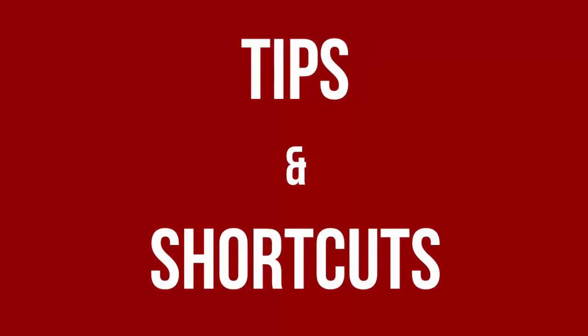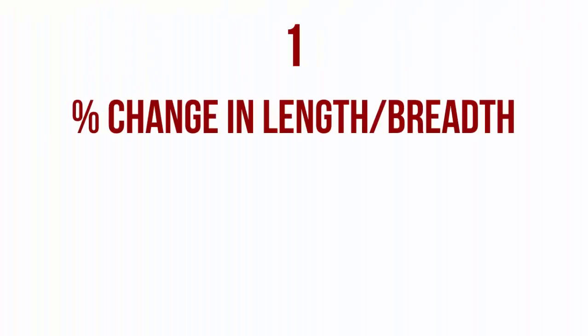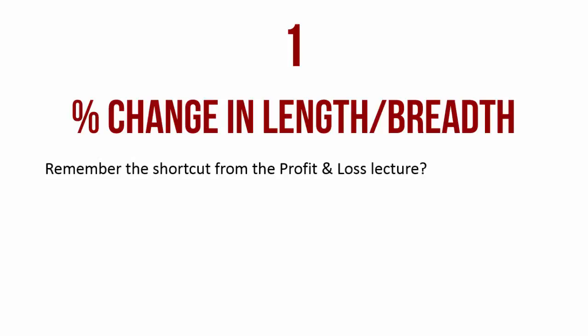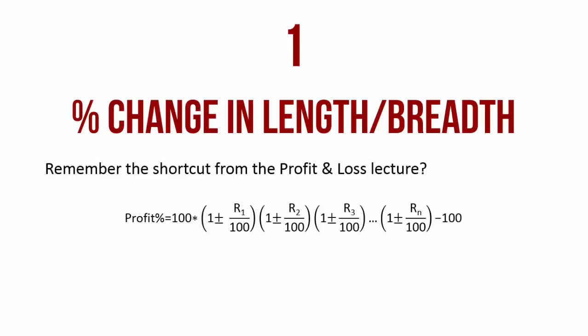Let's now look at some tips and shortcuts regarding quick calculation of mensuration questions. The first deals with questions that have a percentage change in length and breadth. Do you remember the shortcut that was described in the profit and loss lecture and in the percentages lecture? The shortcut told you that profit percent is given by 100 times 1 plus or minus R1 by 100 into 1 plus or minus R2 by 100 and so on.